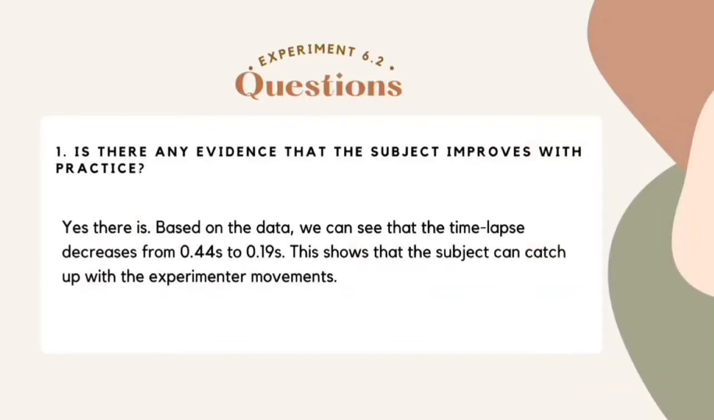The questions for experiment 6.2 is: first, is there any evidence that the subject improves with practice? The answer is yes, there is. Based on the data, we can see that the time lapse decreases from 0.44 second to 0.19 second. This shows that the subject can catch up with the experimenter's movements.